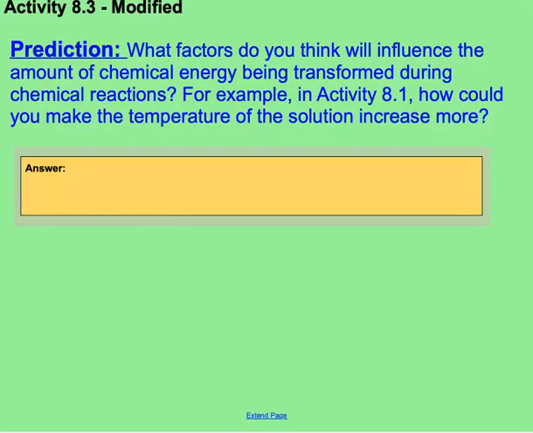So, what I want you to do first, before I get into what we're going to do today, is make a prediction. What factors do you think will influence the amount of chemical energy being transformed during chemical reactions? For example, in activity 8.1, how could you make the temperature of the solution increase more? So, go ahead and make a prediction. And while you're doing that, just pause the video.